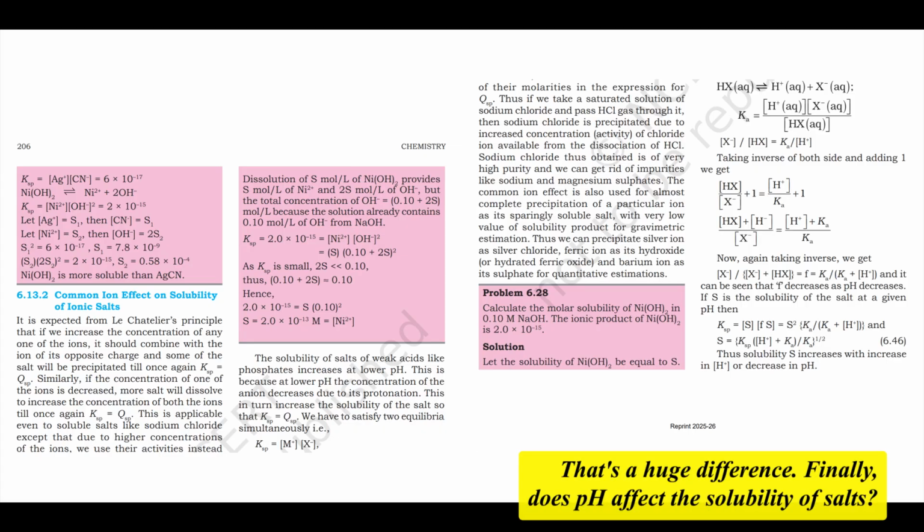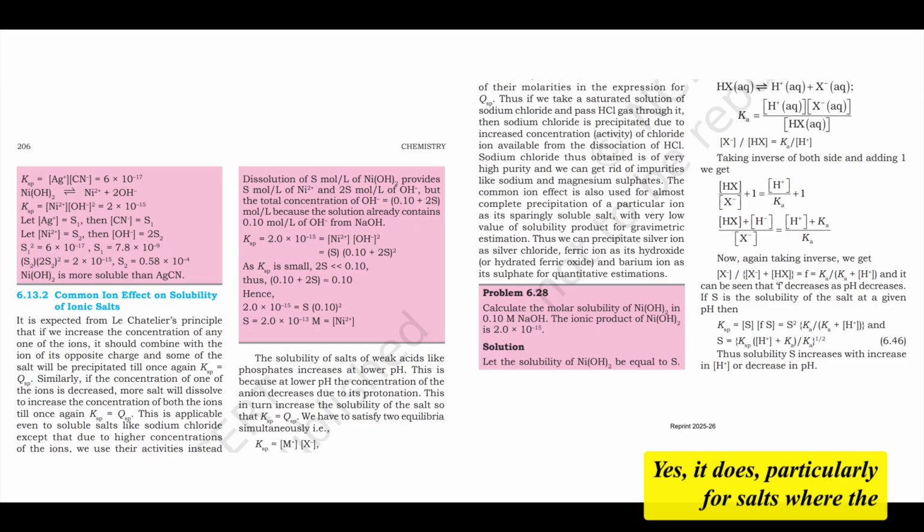That's a huge difference. Finally, does pH affect the solubility of salts? Yes, it does, particularly for salts where the anion is the conjugate base of a weak acid. Consider a salt like calcium carbonate or calcium phosphate. The anions, carbonate and phosphate, are conjugate bases of weak acids, HCO₃⁻ and HPO₄²⁻ respectively. If you lower the pH, increasing the H⁺ concentration, these anions will react with the H⁺ ions, forming HCO₃⁻ and HPO₄²⁻, and further protonation is possible. This reaction effectively removes the free anion, CO₃²⁻ or PO₄³⁻, from the solution.